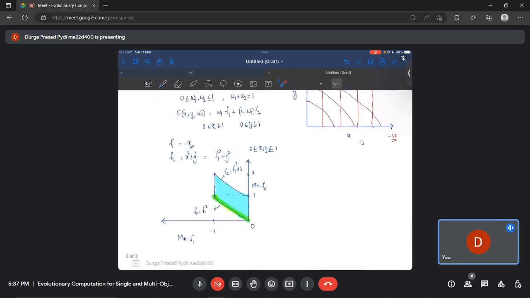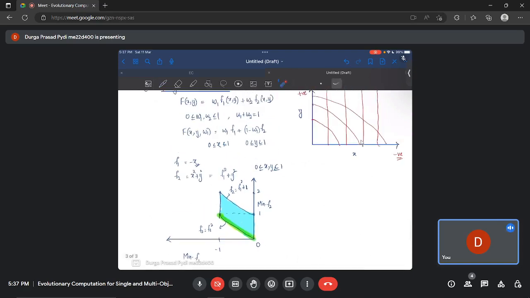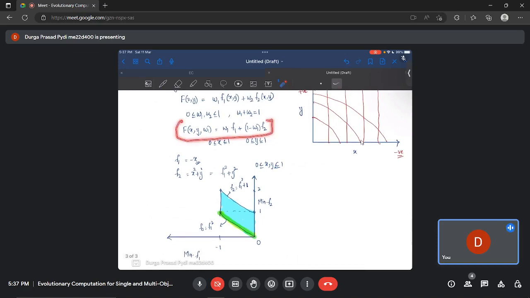For that, the first method is the weighted sum method. Basically you formulate a new function capital F, that is w1 times small f1 plus (1 minus w1) times f2, with some constraints. The constraints are essentially the variable bounds. We don't have any other constraints for now. So we solve this problem.